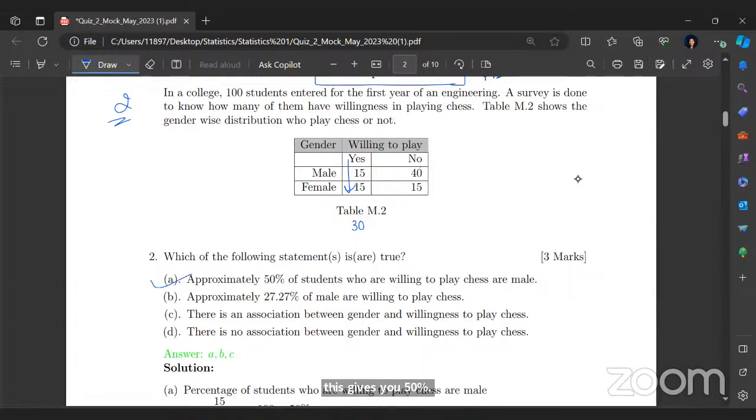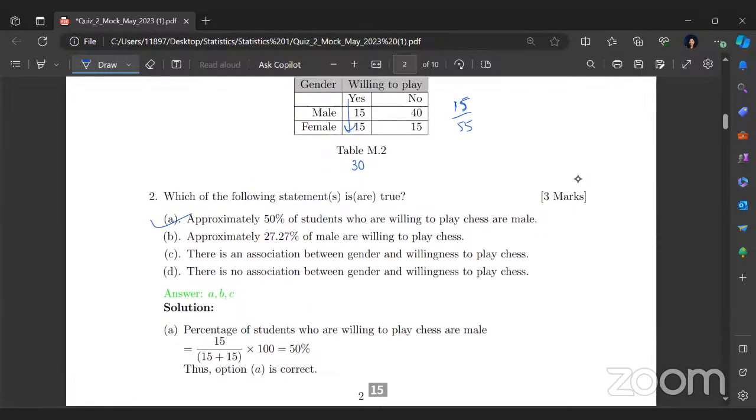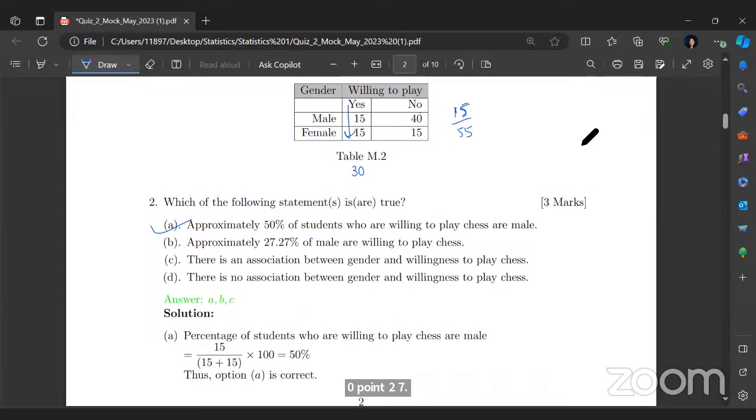Now the second one is approximately 27.27% of male are willing to play chess. So how will you find this? How many male are there? 55. So out of 55, how many are willing to play the chess? 15. So what does this number give you? 15 divided by 55? Ma'am, the second option is right, 27.27. 0.27. So the second option is also right.